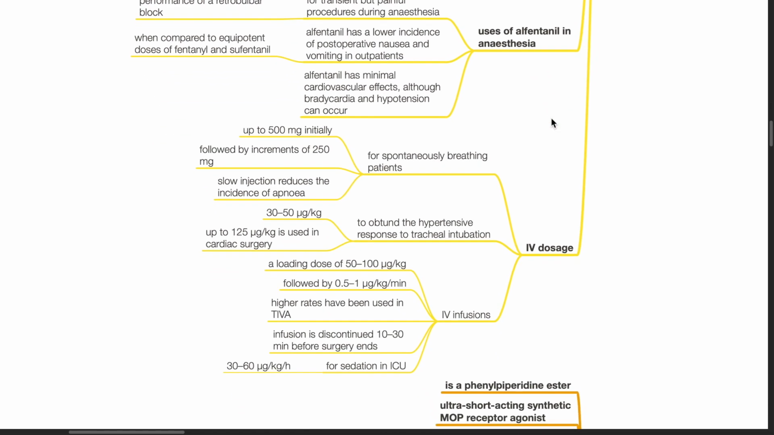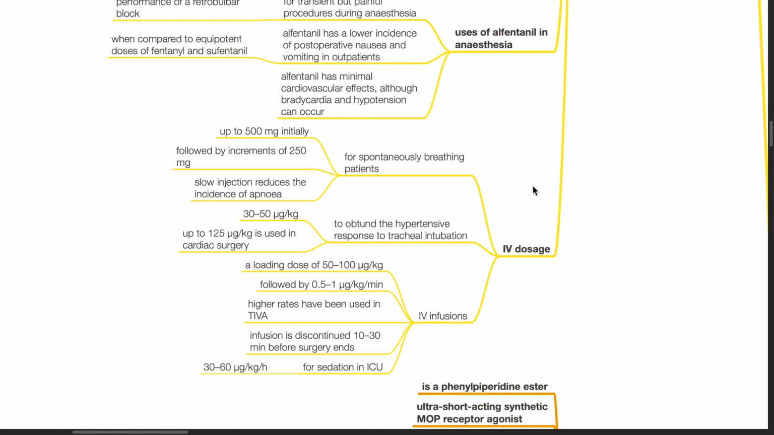IV dosage. For spontaneously breathing patients, up to 500 mcg initially, followed by increments of 250 mcg; slow injection reduces the incidence of apnea. To obtund the hypertensive response to tracheal intubation, 30 to 50 mcg per kg; up to 125 mcg per kg is used in cardiac surgery. IV infusions: a loading dose of 50 to 100 mcg per kg, followed by 0.5 to 1 mcg per kg per minute. Higher rates have been used in TIVA. Infusion is discontinued 10 to 30 minutes before surgery ends. For sedation in ICU, the dose is 30 to 60 mcg per kg per hour.